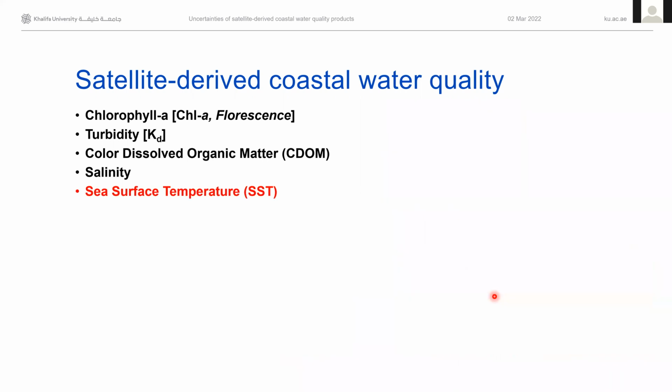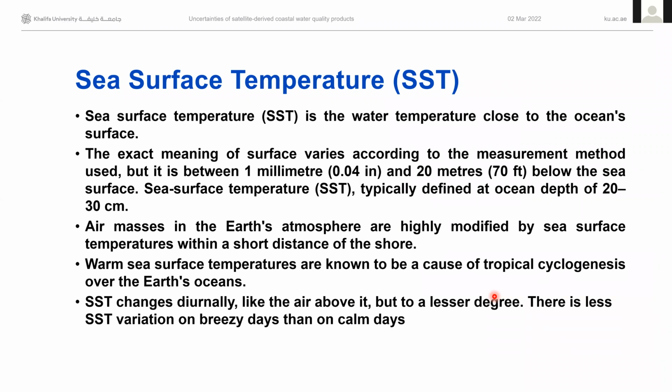The focus today, as I mentioned, is only on the sea surface temperature and the uncertainties of the sea surface temperature at the coastal areas. So first we need to define the sea surface temperature. The sea surface temperature is the water temperature close to the ocean's surface. And when we refer to the surface, it basically varies according to the measurement method. The surface could be between 1 millimeter, which is 0.04 inch, to 20 meters, which is 70 feet below the sea surface.